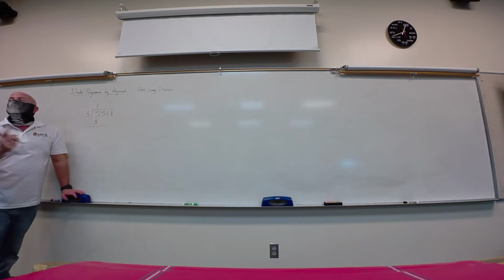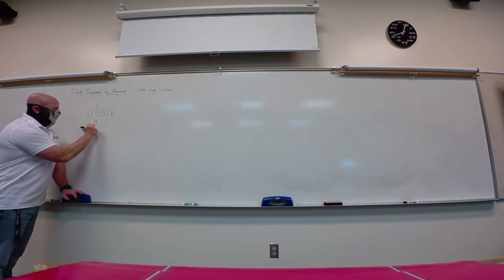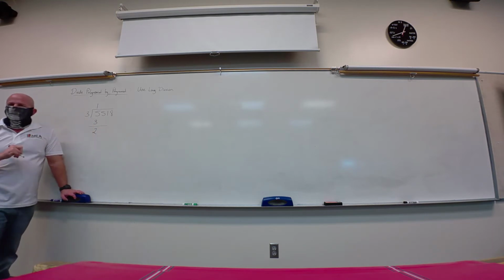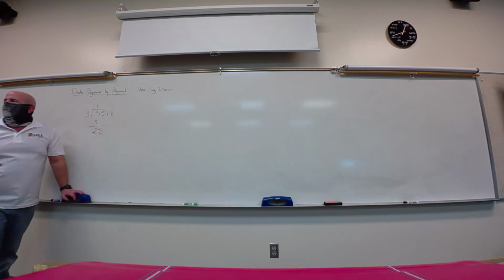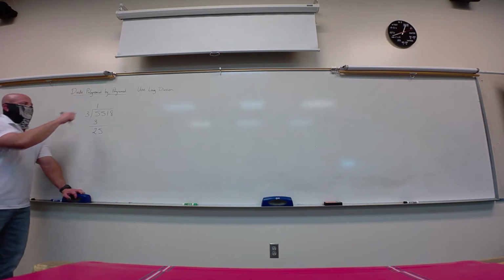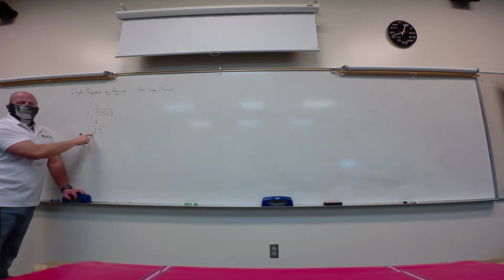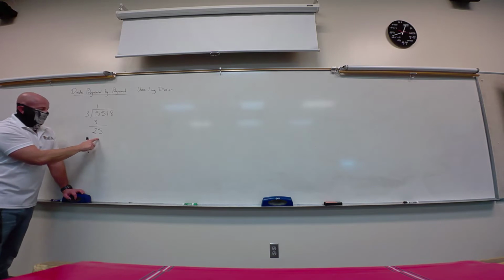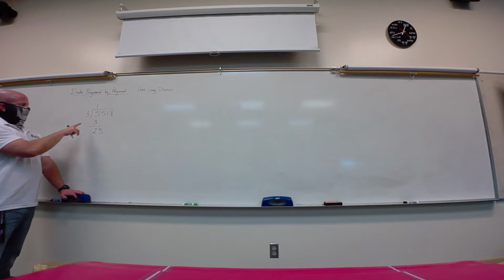Then you subtracted. 5 minus 3 is 2. You brought down the next term 5, and then you started the process over again. Okay? So we figured it out. We multiplied, we subtracted, brought down, started over again.